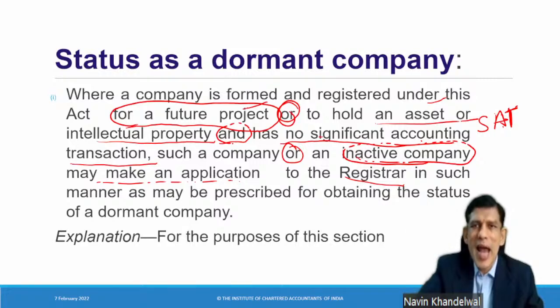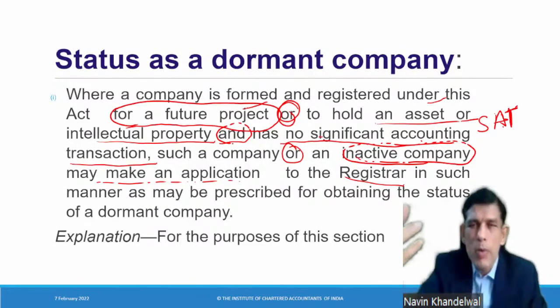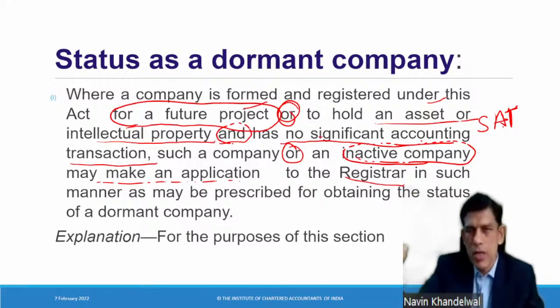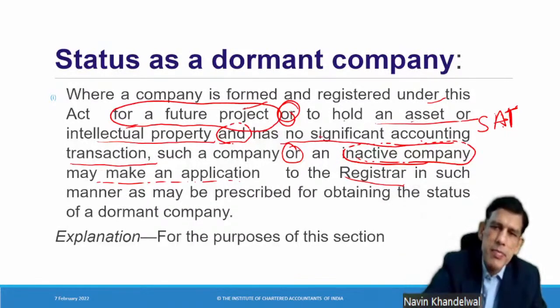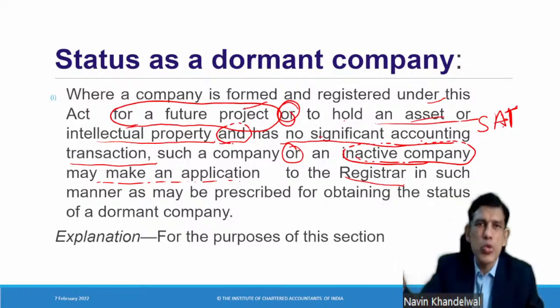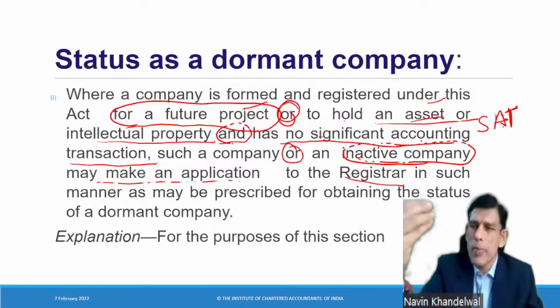You have purchased a land today, but you don't have an objective of building up anything on the land, but then you think that after 5 years, probably I will start working on that land for a particular project. So you are holding an asset. You're holding that land, but you don't intend to do any business today. And you don't want to comply with the requirements of the law. Therefore, you classify yourself as a dormant company.